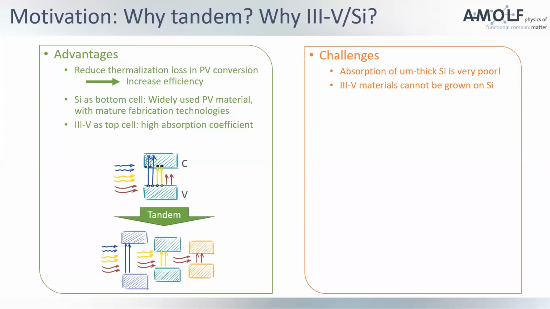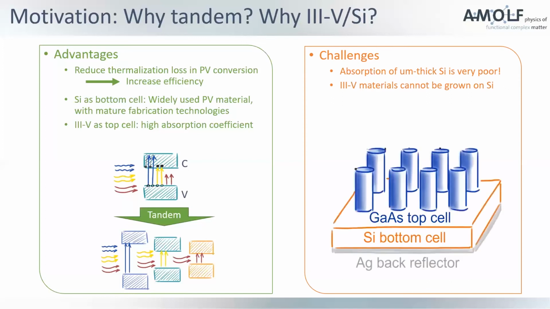And that is why we came up with this design, which tackles both of these problems. Gallium arsenide nanowires are possible to be grown on silicon without having a lot of defects, and that work has been done before. Also, if we have an array of nanowires, this can be used as a grating to increase the light absorption in silicon in a similar manner that we saw in the first part of my talk.